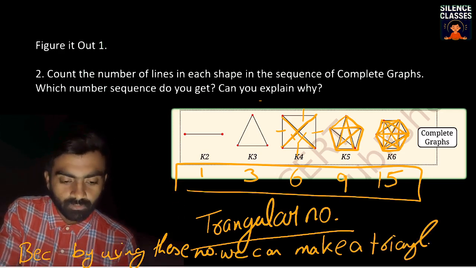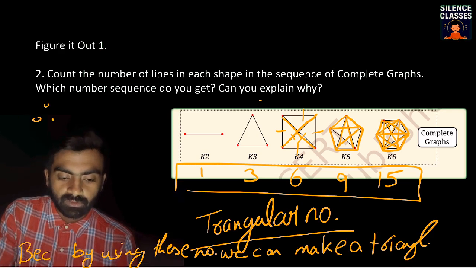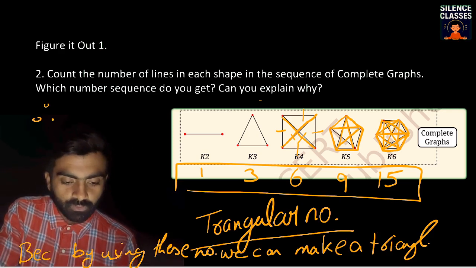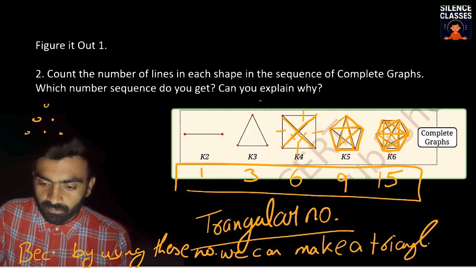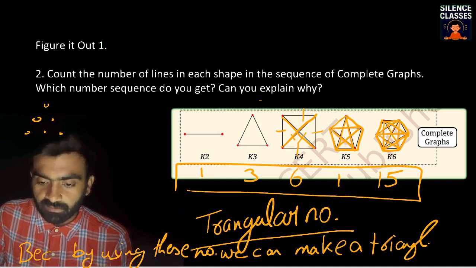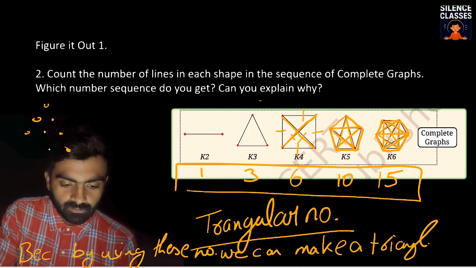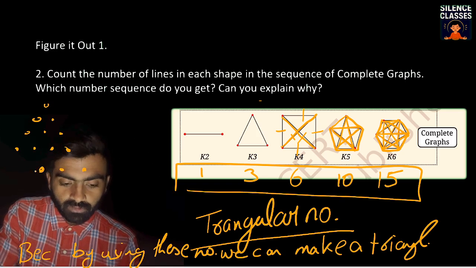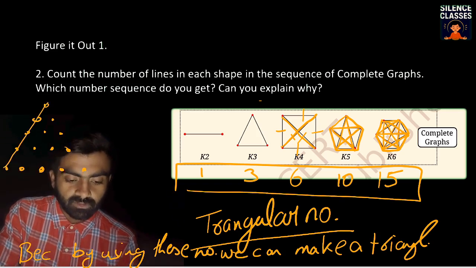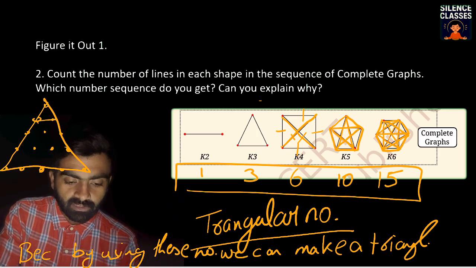Okay, how? Let's check it out. 1 2 3, again 6, 1 2 3 4 5 6. Oh, I'm sorry, these are 10 lines over here: 7 8 9 10. Okay, now 15: 11 12 13 14 and 15, like this, and we can easily make a triangle. You can check it out.